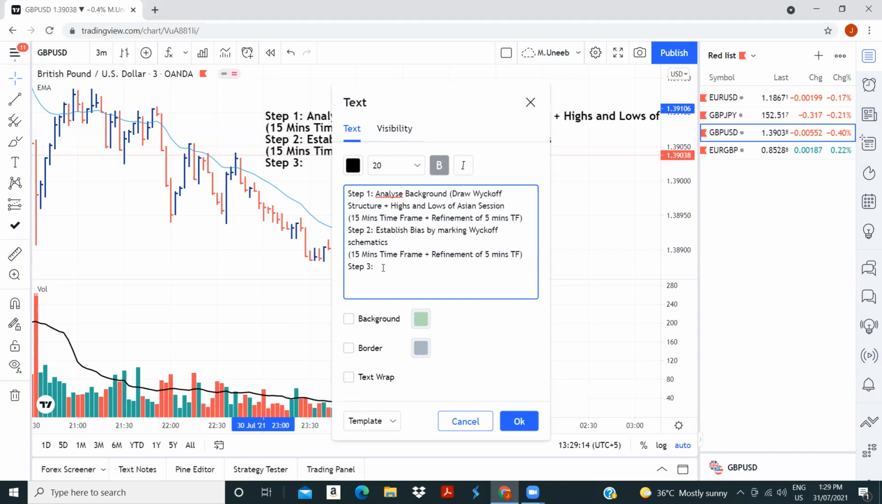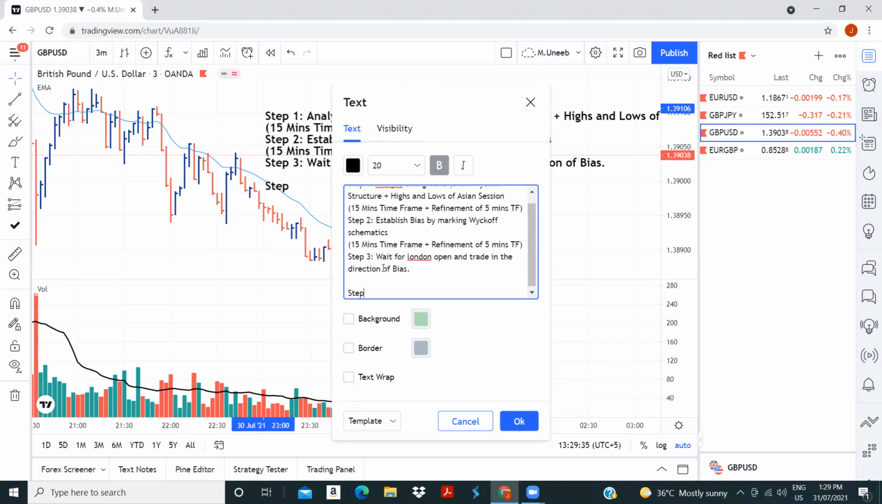Step 3 is wait for London Open and trade in the direction of bias. Okay, this is step 3. Wait for London Open. Step 4. What's the step 4 here?